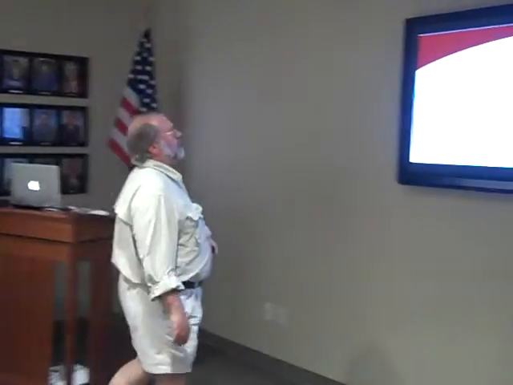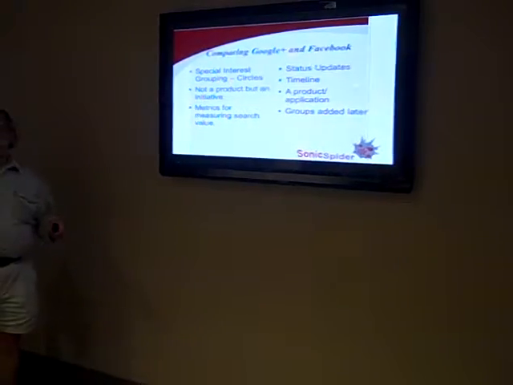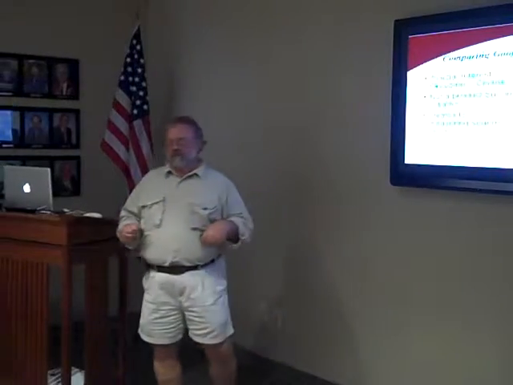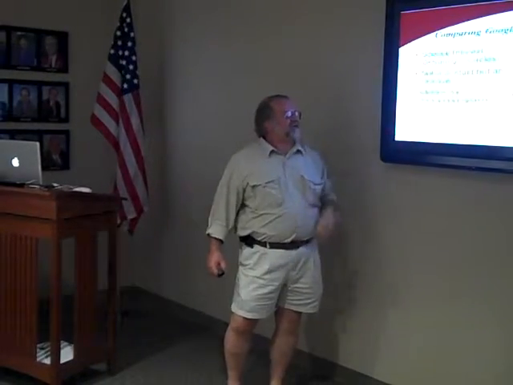Okay, now let's compare Google and Facebook real quick. I kind of hinted at it, but now we're going to compare and contrast. On the left here in blue is Google, and on the right in black is Facebook. Okay, Google, as I said, starts out with special interest grouping, circles, is not a product but an initiative, and is metrics for measuring search value. Now that's how Google is using it. They're actually using all of this activity to measure value of the things you talk about. We'll get into more detail on that later.